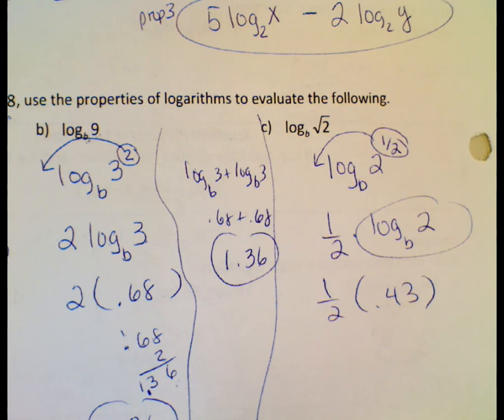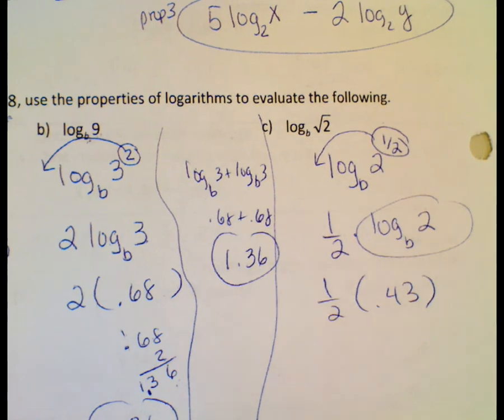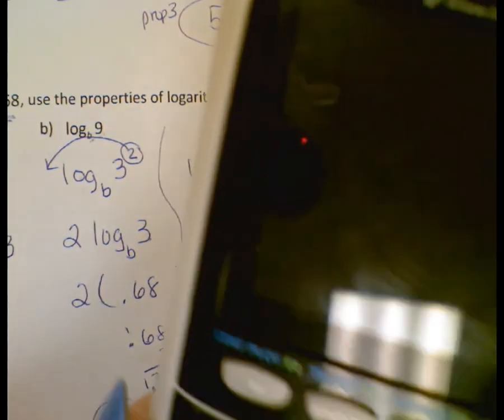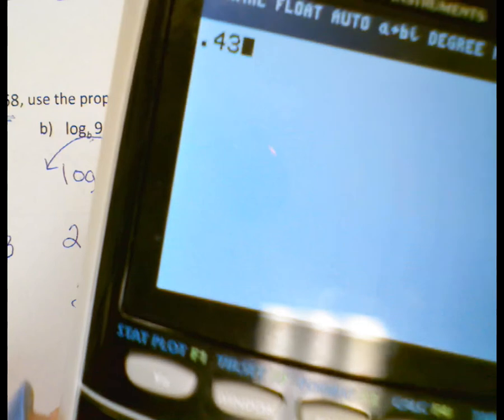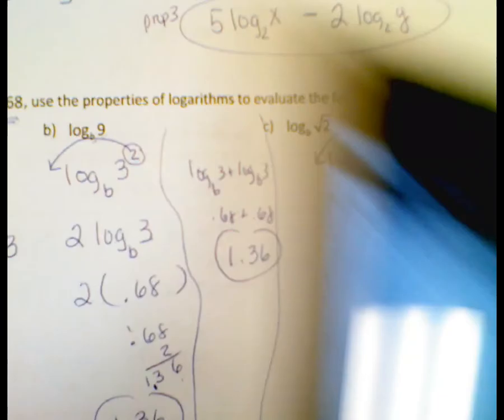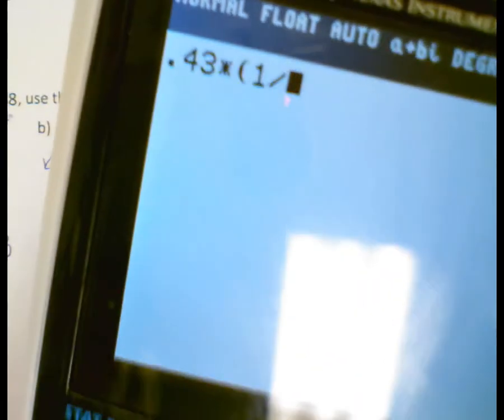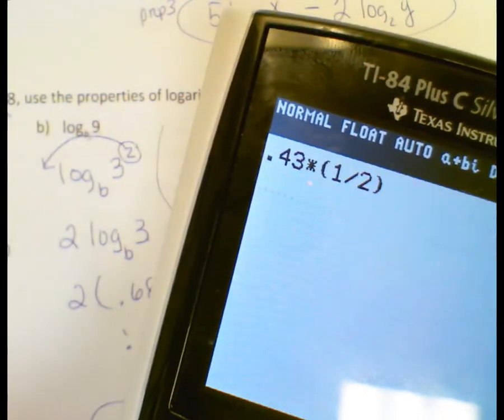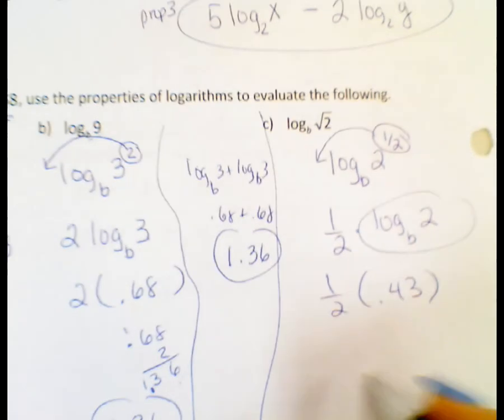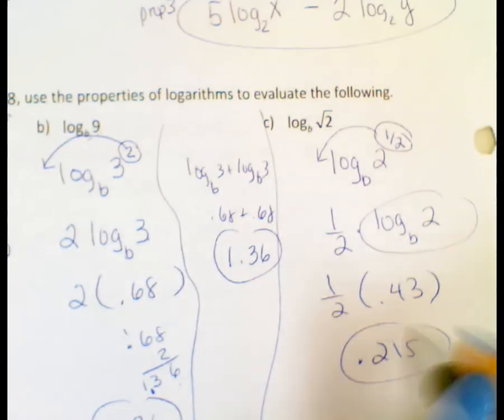I don't actually know. I'm actually going to use my calculator on this because I don't even know what this is. 0.43 times 1/2. 0.215. If you don't have a calculator, just borrow one from someone.